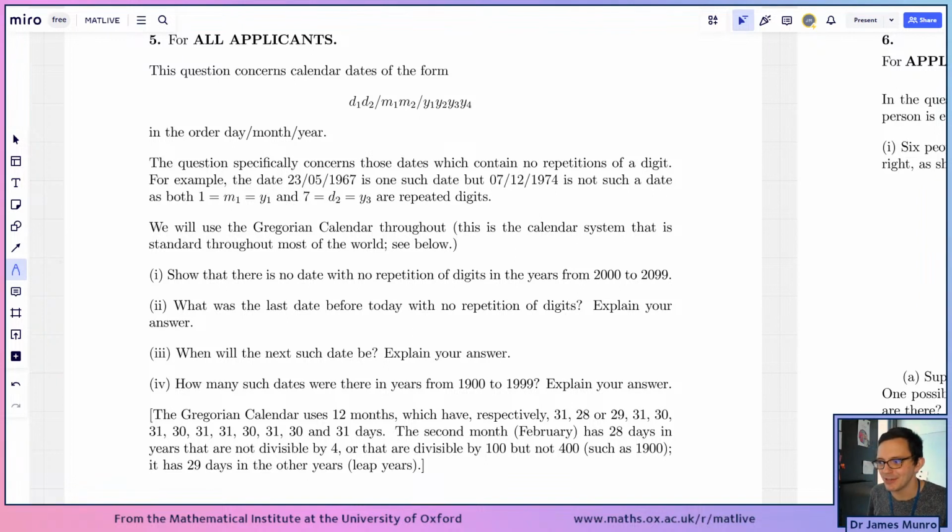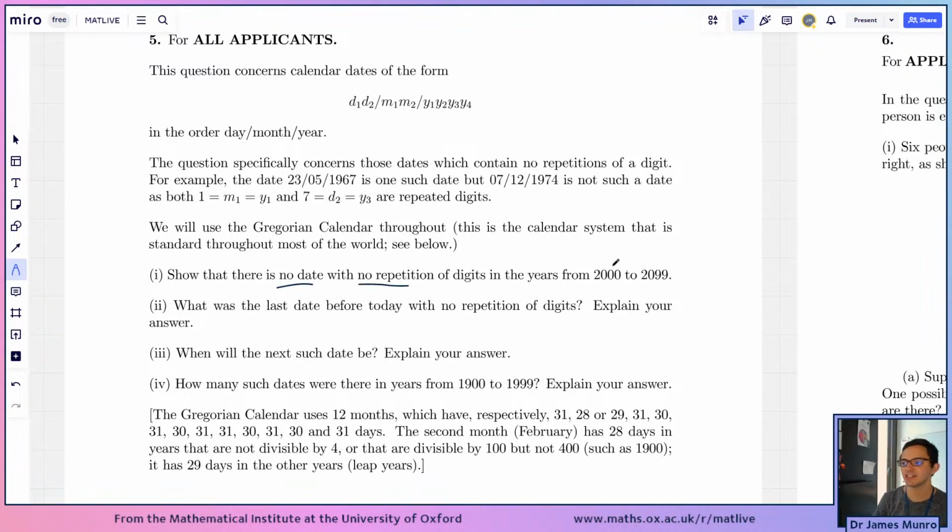Sorry. Right, okay. There's information in this question about the Gregorian calendar, which I sort of love. It has stuff about leap years. This is not relevant for the question, really. It's true, because it is what the Gregorian calendar is, so I guess they have to write all this, but luckily this question does not involve thinking about leap years. Right, okay. Show that no date has no repetition of digits, so kind of a double negative.